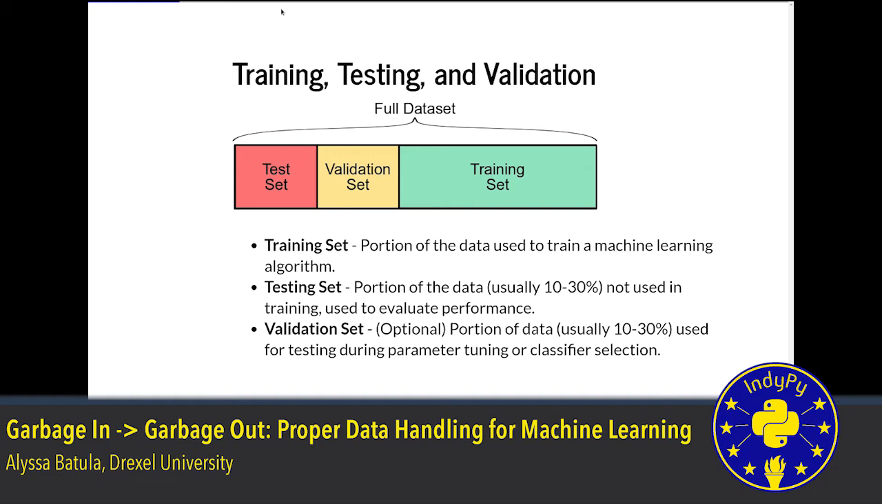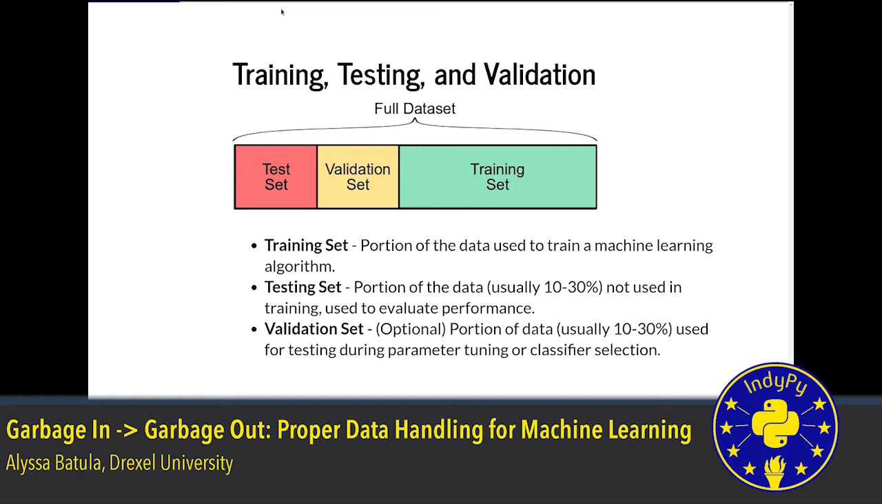The third set is somewhat optional. It's the validation set. So this is used if you're trying to select between classifiers, or there's a parameter of your classifier you want to set, or you want to decide which or how many features to give a classifier. So it's like a second testing set. So you would run a bunch of classifiers, test them all in the validation set. The best performing one, you would then test on the test set for your final accuracy.